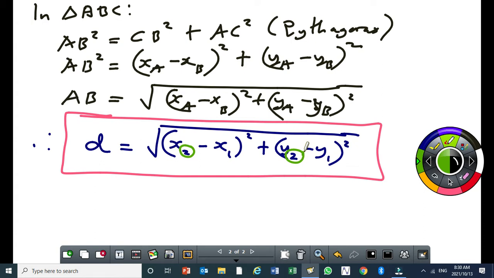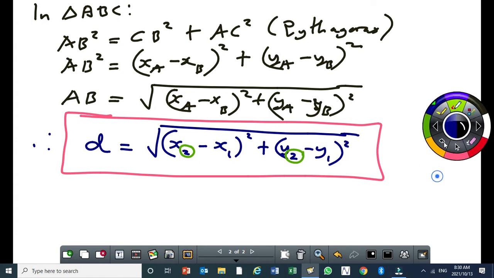Okay? So this is the famous distance formula, which you will encounter for the next coming, say, 2 years up to matric. Okay? It's going to be there in your November examination. Okay? So this is your distance formula.